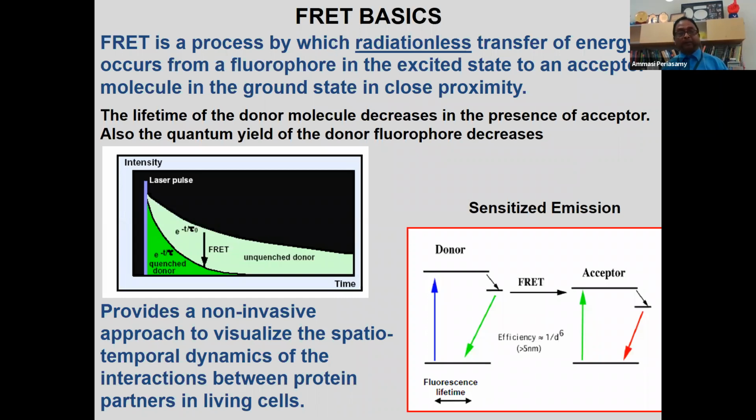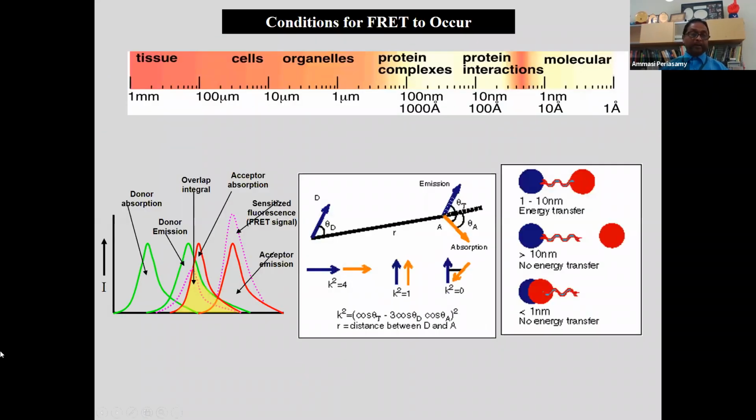So what is FRET? FRET is a process, as many of you know, of radiationless transfer of energy from one fluorophore in the excited state to an acceptor in the ground state in close proximity. If you use the lifetime technique, the donor lifetime will decrease if the conditions are satisfied, meaning the distance and the dipole moment, two conditions in addition to spectral overlap. So there are three main conditions. There are other optimizations you can do.